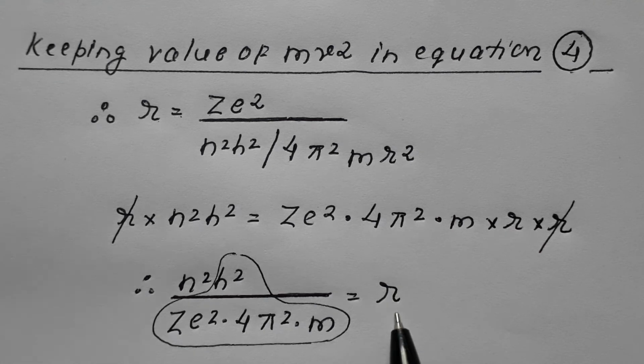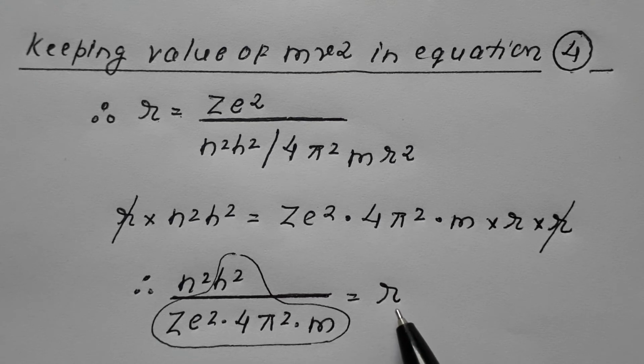So the radius of an orbit. According to Bohr's model, the radius of an orbit r is equal to n square into h square upon ze square into 4 pi square into m, where n is the number of the orbit, h is Planck's constant, z is the atomic number of the atom, e is the charge on the particle, and m is the mass of the particle.